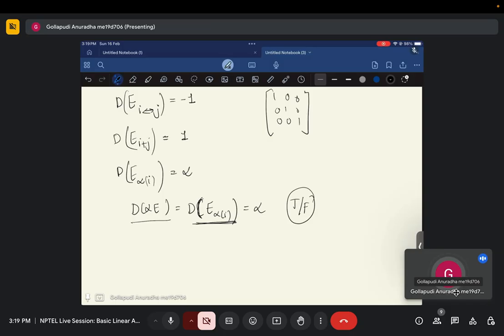So this is true till here, but the determinant of alpha into A won't be alpha. That will be alpha to the power of the size. Whatever the size n of the elementary matrix, it will be alpha to the power n. Okay.